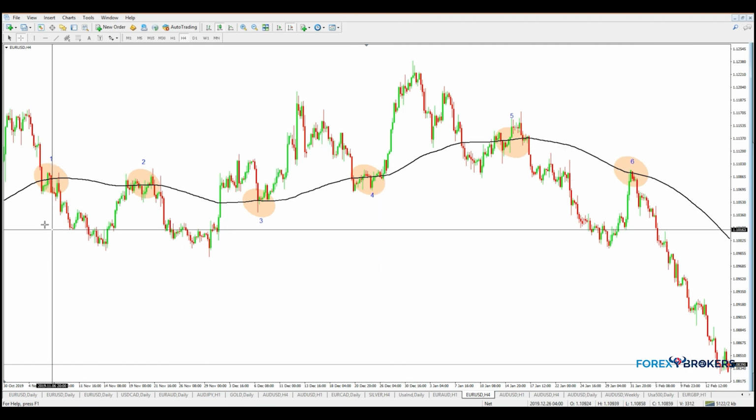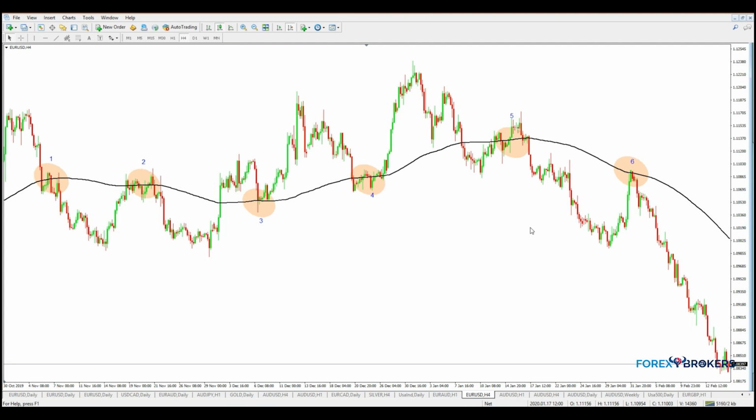A 200 changes direction a bit slowly. A 500 becomes horizontal. This is why the 200 moving average is considered to be the mother of all moving averages, if you want, as rarely traders look beyond the 200 periods to set up the moving average.